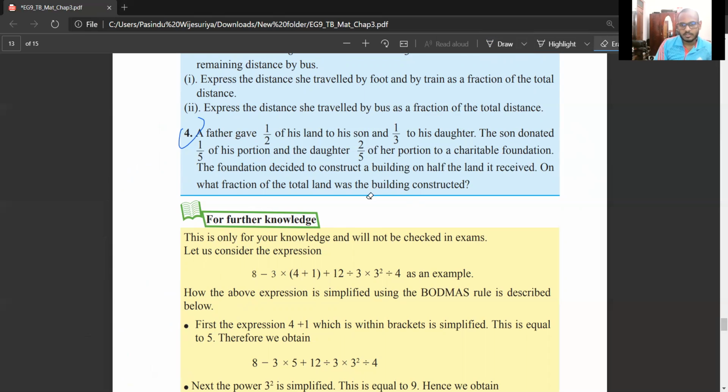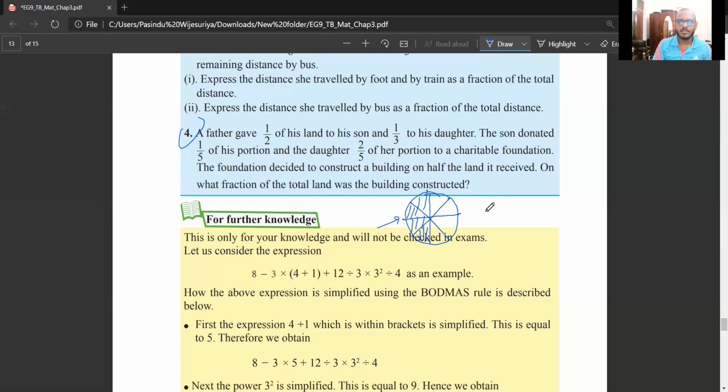Let's see something like this. Let's take a circle and I will divide this as such. So half, 1, 2, 3, 4, is given to the son. Then 1/3 is given to the daughter. So if this is that, so let's take.